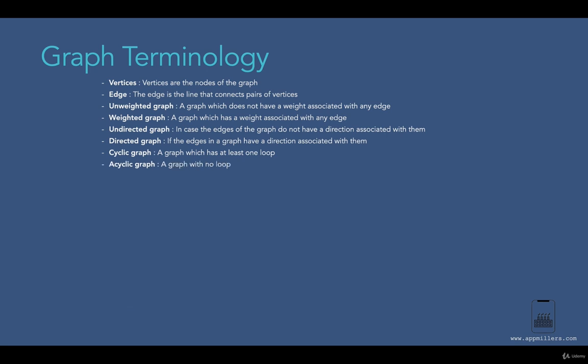Now the next terminology is acyclic graph. Now in this case, if there is no loop in a graph, in this case we are calling it an acyclic graph. So you can easily see that in this graph over here, in this example that we have shown over here, there is no cycle, so that's why this is an acyclic graph.